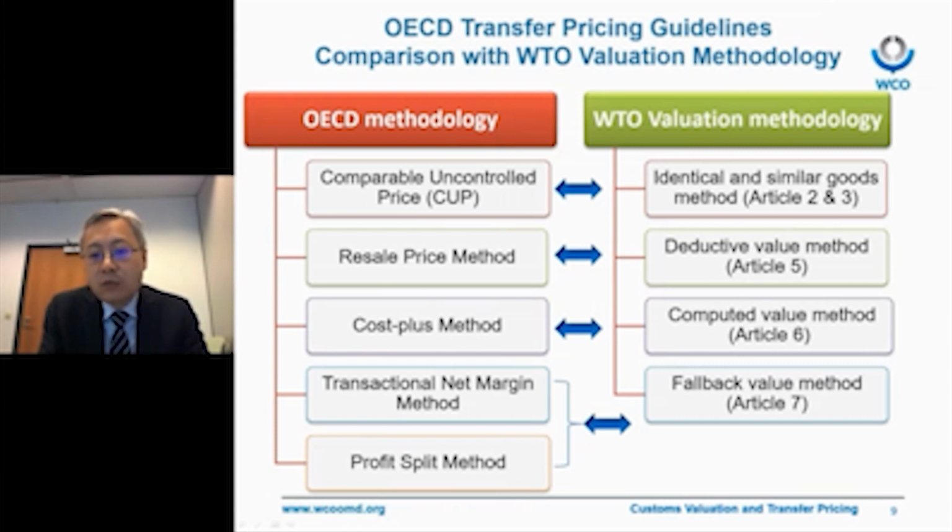And when we come to the WTO valuation agreement, of course, in Article 1, the transaction value should be applied in the first place to the greatest extent. And besides the transaction value method, we have some other methods stipulated in Article 2 to Article 7. We have identical and similar goods method. We have a deductive value method, computed value method, and the fallback method.